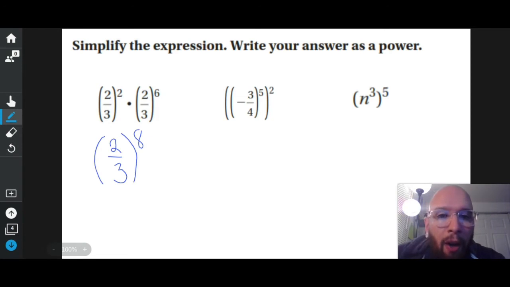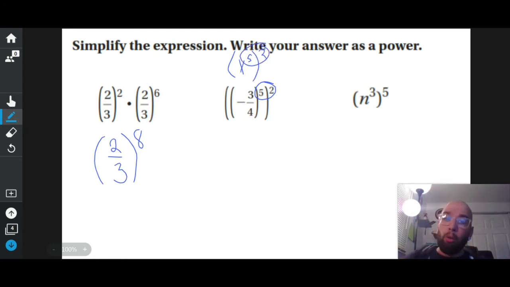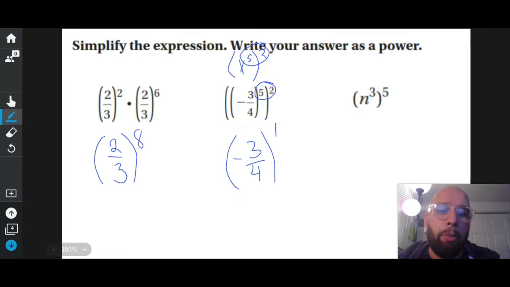Since I have 5 parentheses living in this parentheses, and I have 2 groups of it, I'm going to multiply exponents. So if you're looking at that and you're like, that's confusing looking, just pretend that little parentheses is an x. So if you had something like x to the 5th squared, you would just multiply the exponents. This is no different. Instead of x, you have parentheses 3/4, and then you multiply the exponents.